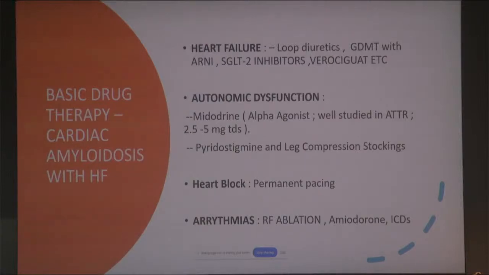Now autonomic dysfunction is one thing which has always been described in amyloid because of the involvement of nerves, and one drug called midodrine, especially if there's postural hypotension, has been found to be useful along with pyridostigmine and leg compression stockings. So this does help in patients who have frequent postural hypotension and presyncope. And there may also be heart blocks, of course, then you have to treat like any complete heart block. There could be arrhythmias, AF, or rarely other arrhythmias treated with RF ablation and anti-arrhythmic drugs.